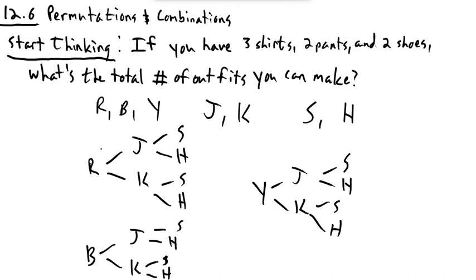We could wear a red shirt, jeans, and sneakers. We could wear a red shirt, jeans, and high tops. We could wear a blue shirt, khakis, and high tops. So how many outfits do we have? We have 1, 2, 3, 4, 5, 6, 7, 8, 9, 10, 11, 12. We can make 12 different outfits from these 3 different options. And this leads us to our first key point for this lesson, something we call the multiplication counting principle.